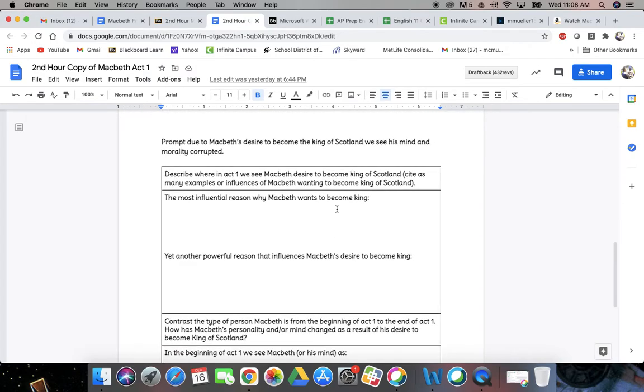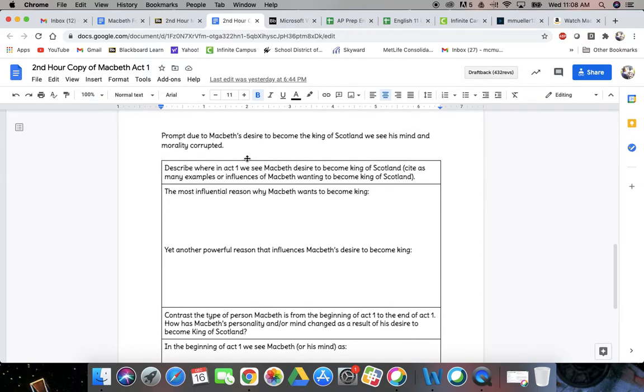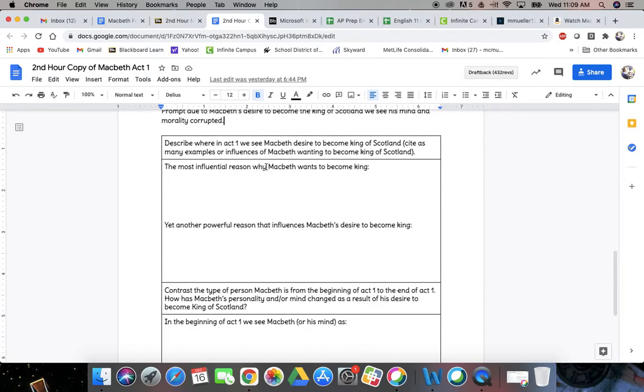Each of these different thinking sheets is going to have a different looking second page. I provide a prompt for you at the beginning of the page, and something for you to think about. The prompts on each of these thinking sheets are designed to get you ready for eventually the literary analysis you're going to be writing about Macbeth. So this particular prompt: due to Macbeth's desire to be the King of Scotland, we see his mind and morality corrupted. So describe where in Act 1 we see Macbeth's desire to become King of Scotland.